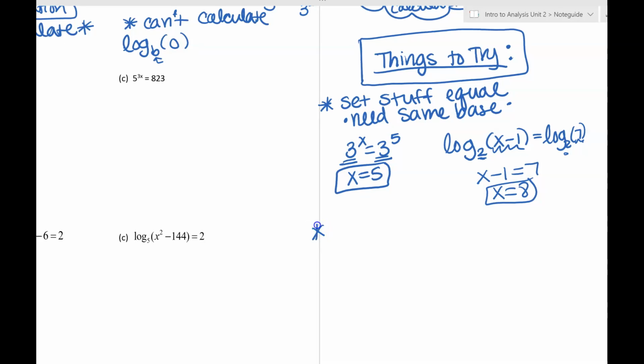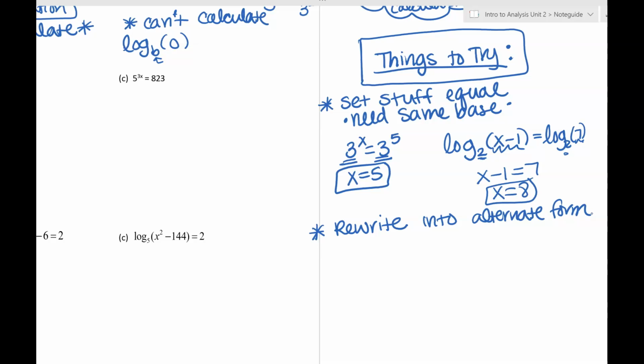The second strategy we're going to use is we're going to rewrite into the alternate form. What I mean by that is if they've given me exponents and that's not working for me, can I rewrite it in log form? If they've given me logs and that's not working for me, can I rewrite it in exponential form?